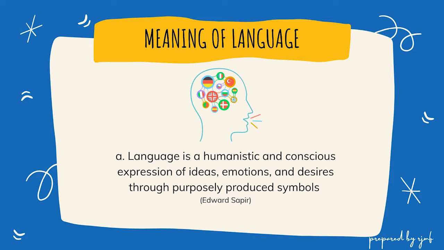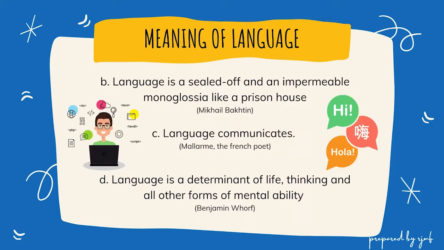There are several meanings of language found in books and even on the internet. Edward Sapir defines language as a humanistic and conscious expression of ideas, emotions, and desires through purposely produced symbols. It means that we use language to express our thoughts and ideas. As humans, it is normal for us to communicate and express our feelings. We show actions and emotions reflecting what we think and what we feel.